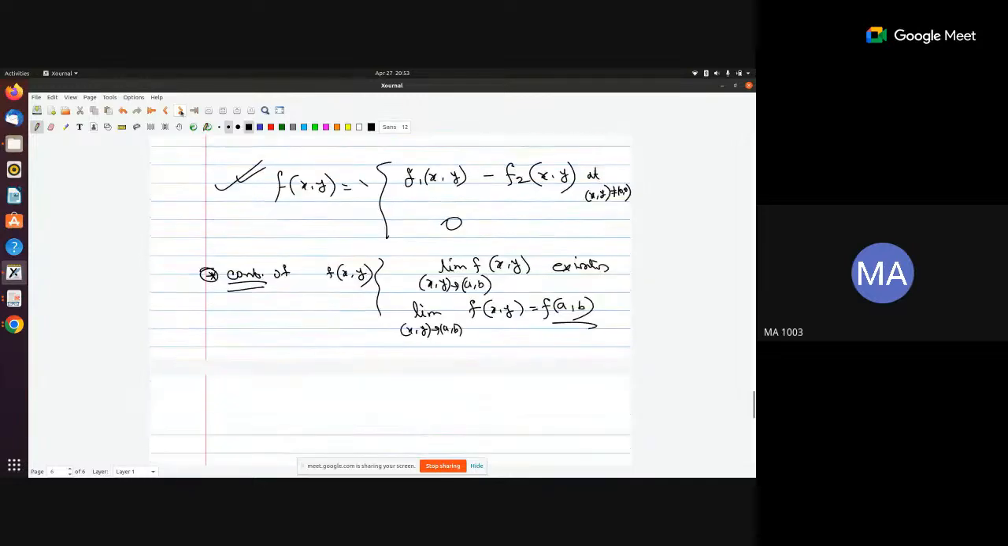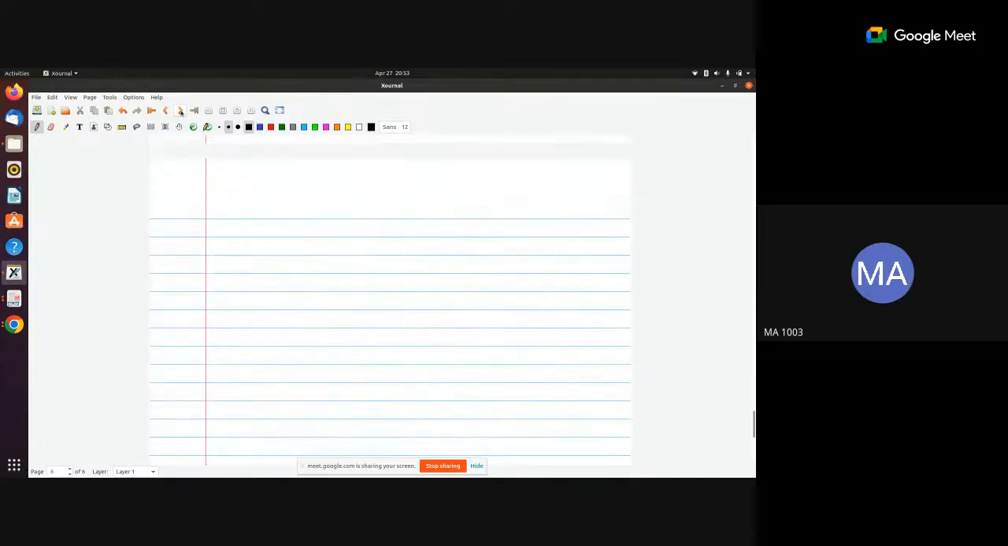So you understand when we should apply the sandwich theorem, when we should check through the path, and how we are dealing with the trigonometric type of function. That is what we have discussed.